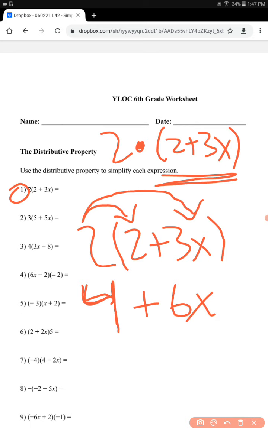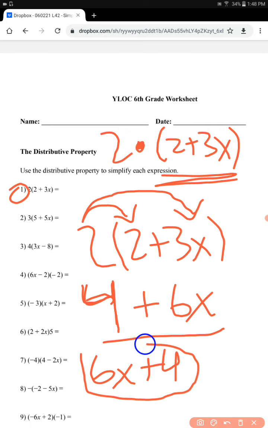And the term with the greater amount of variables, I should say, always comes first. So this is correct, but it's always better to just write it like this, 6x plus 4. And this will be your answer.